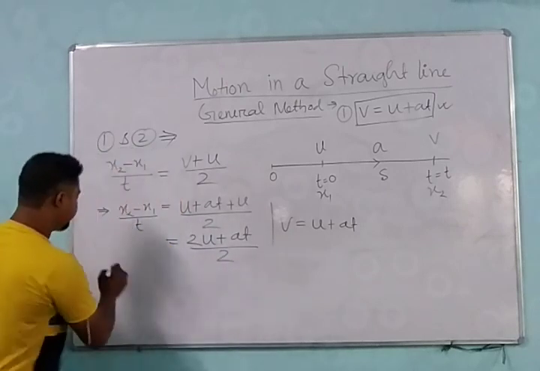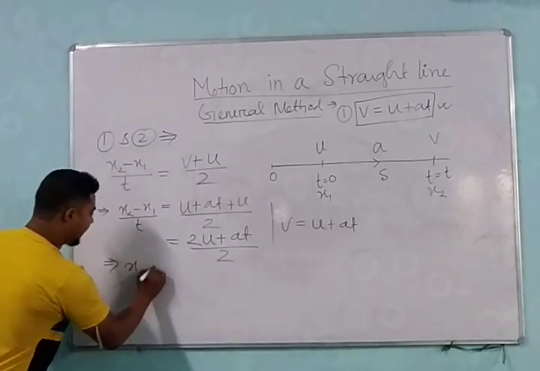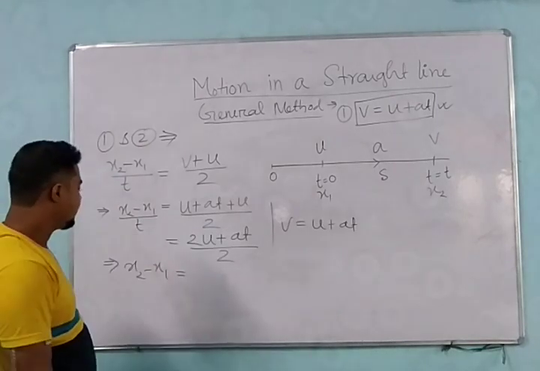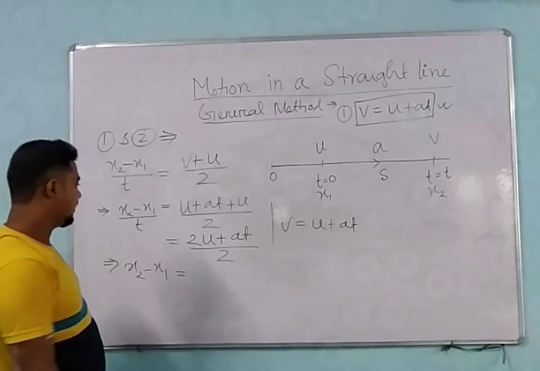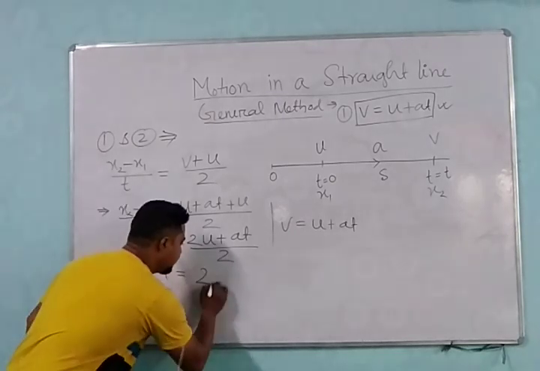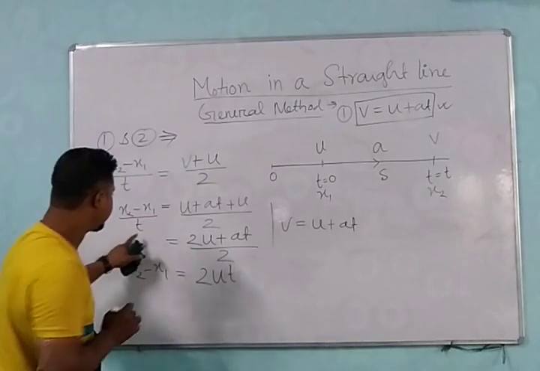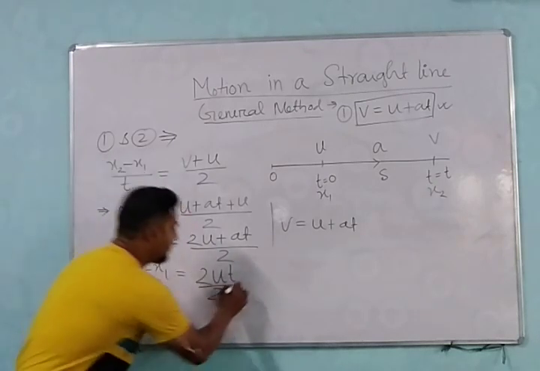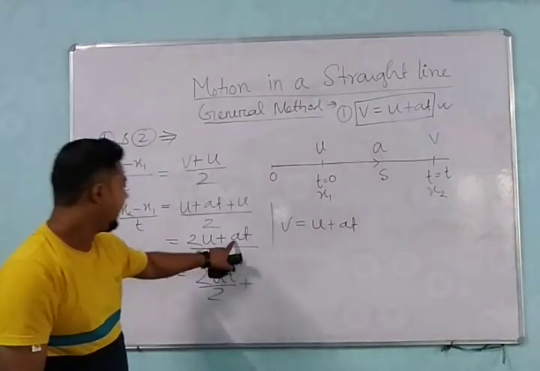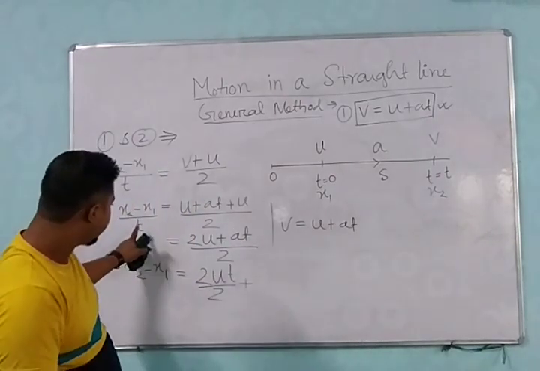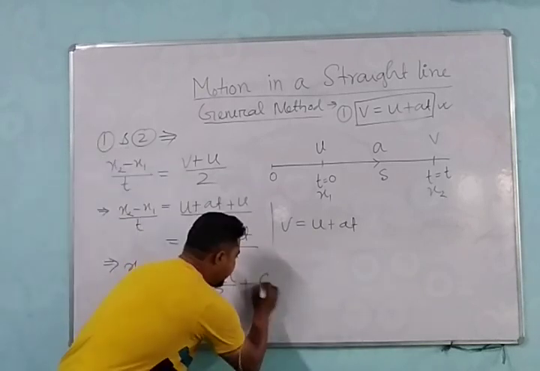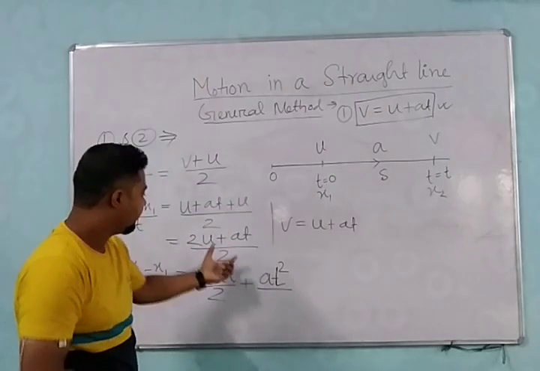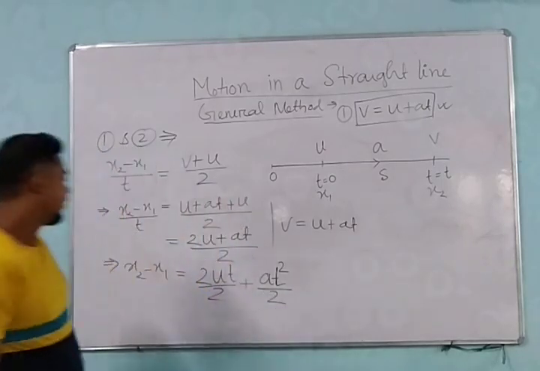Now this implies we can write x2 minus x1 will be equal to how much, t comes to this side. So let us try to simplify this term. 2u multiplied by t becomes twice u into t, and below that is divided by 2, plus at multiplied by t will be at square, at square by 2. Okay, we have got this equation.